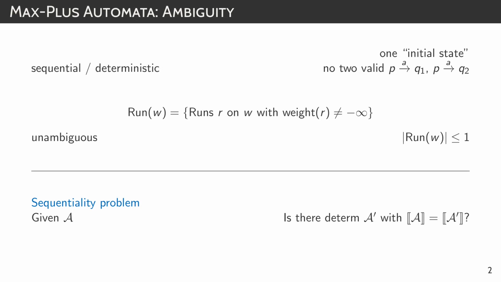Now, in general, this problem is still open, but some restrictions of the problem have been shown to be decidable. For example, this problem is known to be decidable for unambiguous automata. So, given an unambiguous max plus automaton, we can decide whether this automaton can be determinized or not. This is a result due to Mori, and since we will need the result in a little bit more detail, we are going to have a look at how the sequentiality problem can be decided for unambiguous max plus automata.